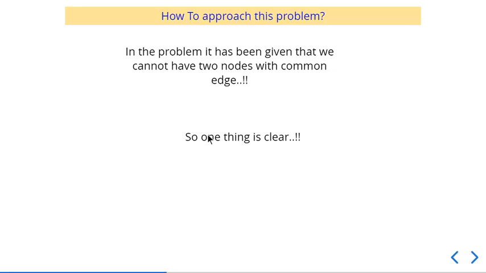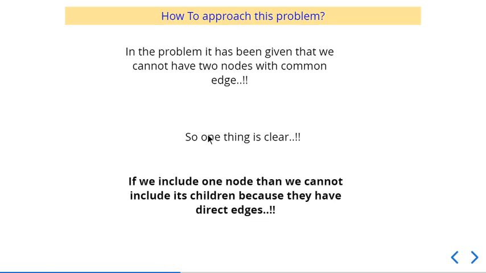In this particular problem, it has been given that we cannot have 2 nodes with a common edge. So one thing is very clear, that if we include one node, then we cannot include its children. That means if we are taking one node, अगर हम एक node ले रहे हैं, then we cannot have its children in the largest independent set, or in an independent set, because they'll have direct edges. If we are taking a particular node, then its children will be directly connected to that node with a direct edge. So we cannot take the children if we are taking the particular node.